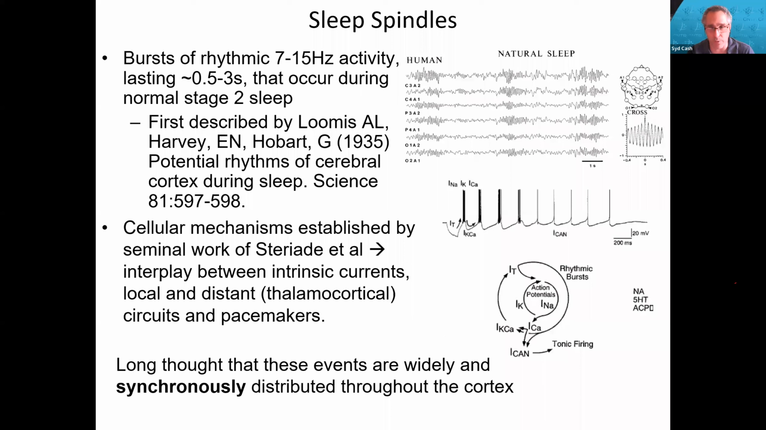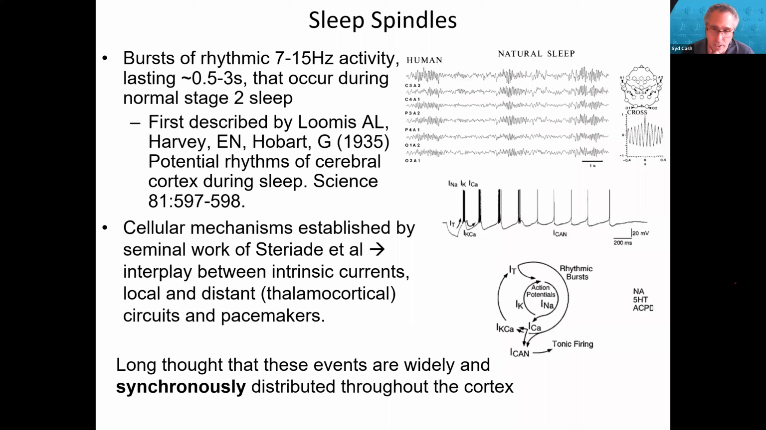They are one of the first rhythms really well described by Loomis et al. Fascinating guy from a scientific point of view. If you're interested in the history of science, look him up. He's an interesting character. But he looked at these spindles and identified them. You can see an example of them in the right-hand upper panel there during a period of sleep lasting a few seconds, and then a really brief period of, they're really distinct, slightly football shaped. They start out low and get higher in amplitude and then decrease, lasting only about a second or so, and are seen during sleep.